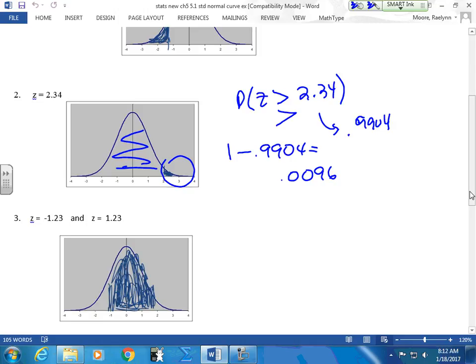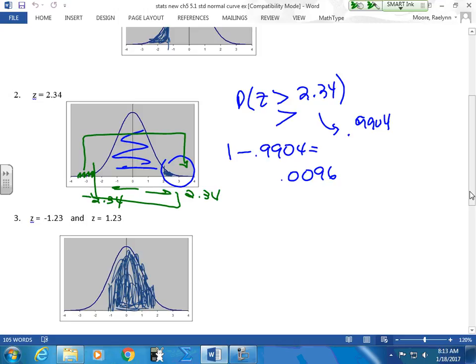Now, what's another way to do this? Using the symmetry of this curve. What's another way I can look this up? Good. I can go to the negative 2.34. And shouldn't this area be the same exact as this area? Good. This is my positive 2.34. They're the same distance away from 0. 0 is your line of symmetry.